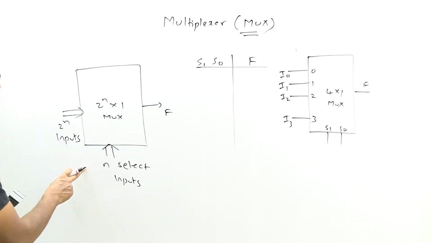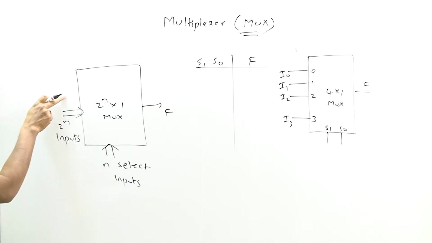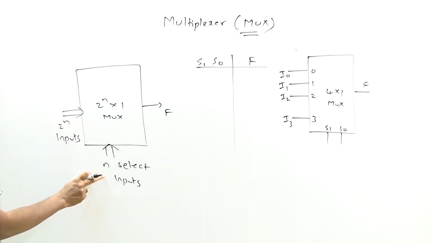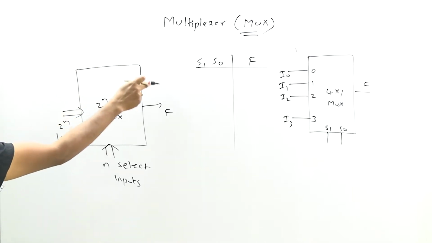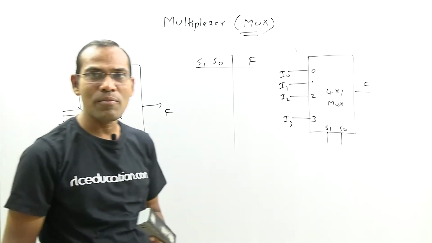The behavior of this one is, here several inputs will be there. One of the inputs will be transferred to the output based on this selection. I will explain the concept of MUX through one example.